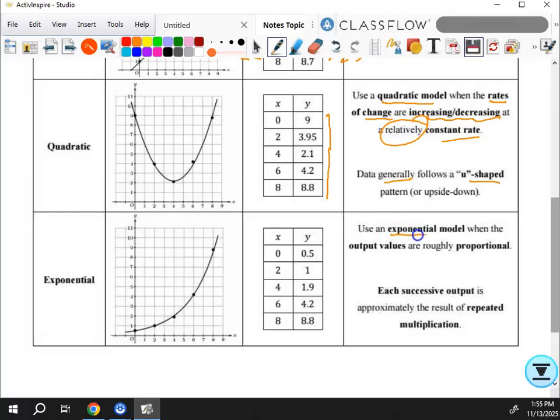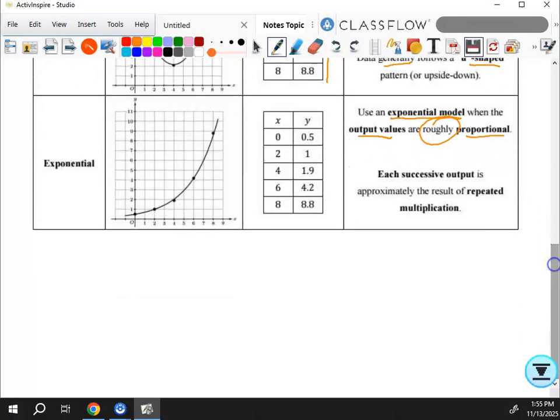And then an exponential model, when the output values are roughly proportional. Each successive output is approximately the result of repeated multiplication. So again, equal length input value intervals. 0.5 times 2 is 1. 1 times 2 is 2. That's about 1.9. Times 2 is about 4.2. Times 2 is about 8.8. So you can see that you have that repeated multiplication there. Okay, everybody good? None of that's new and exciting for sure.